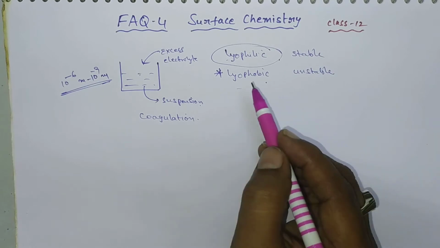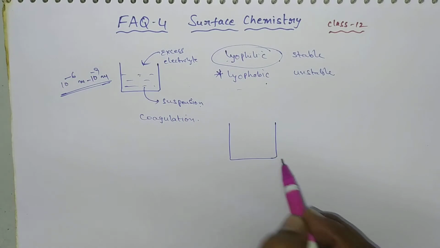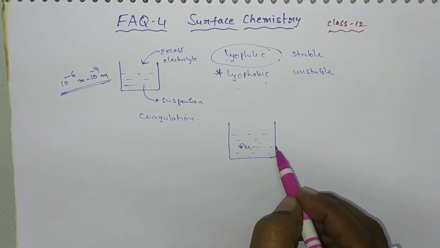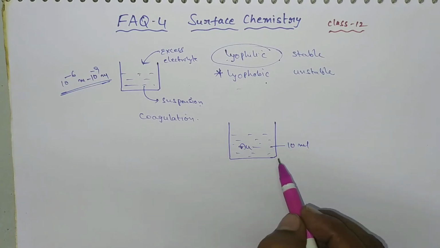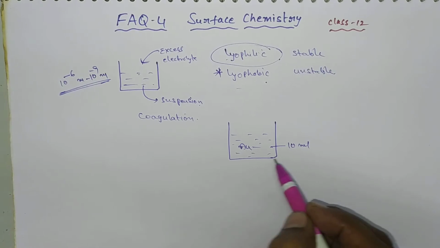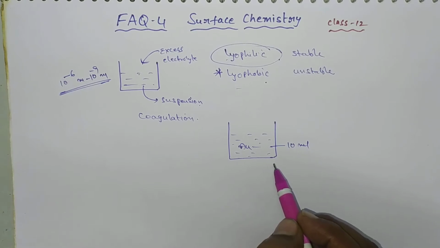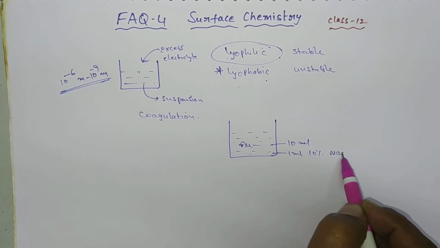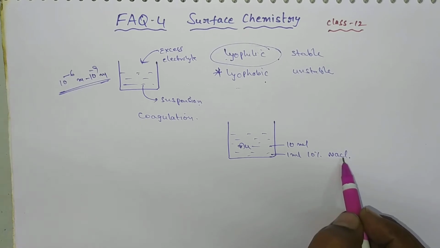So now let us have a look at gold number. Consider a gold solution. We are taking 10 ml of gold solution. This gold solution consists of some amount of electrolyte, because it is a lyophobic colloid. Let the amount of electrolyte be 1 ml of 10% sodium chloride electrolyte.